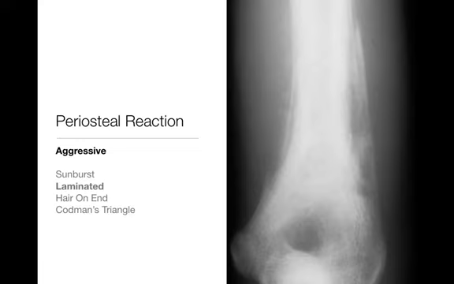Laminated periosteal reaction is just layers of bone, kind of like an onion skin. So the periosteum is laid down one layer and hasn't quite had a chance to finish, and then another layer is laid down, and these alternating layers of bone, one on top of each other, with these lucencies between them, like an onion skin or something laminated, multiple layers stuck on top of each other. So you'll see these as an aggressive type of periosteal reaction.